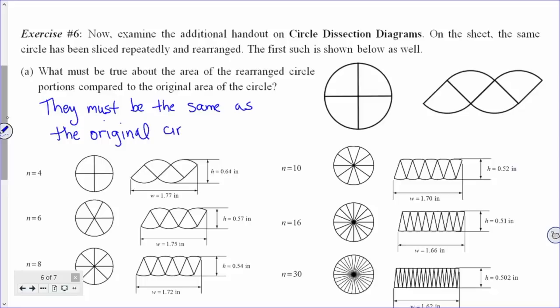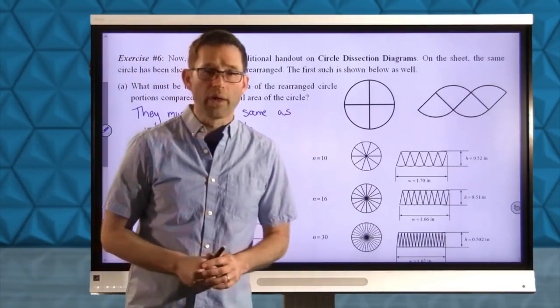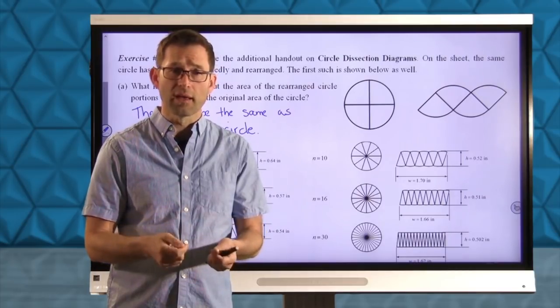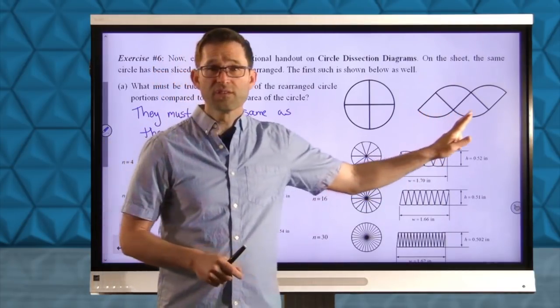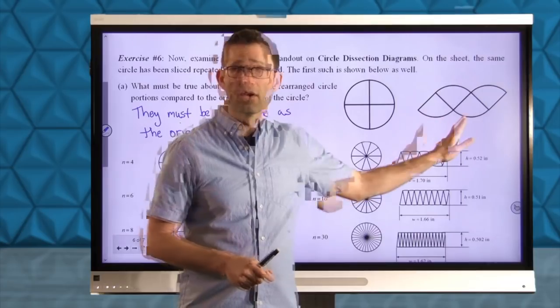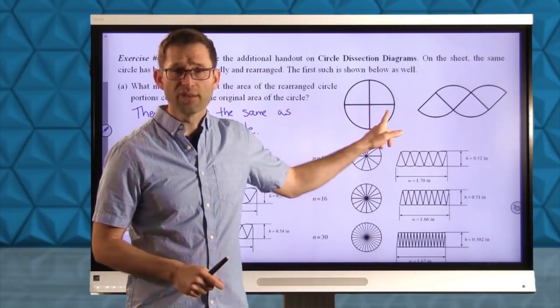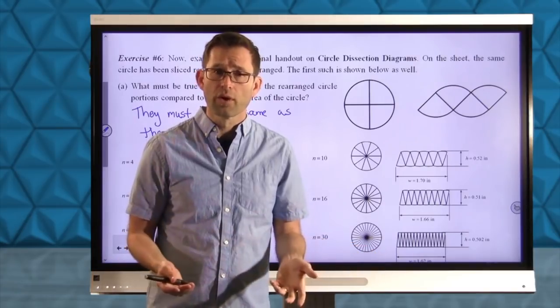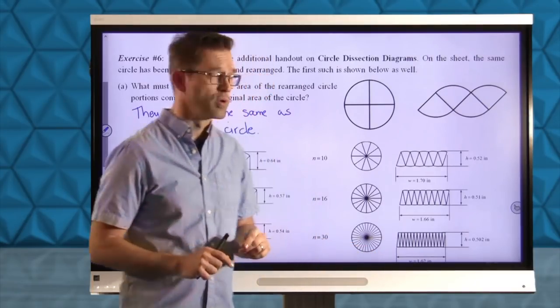And of course, that should make common sense, right? We're not getting rid of any of the area. We're simply slicing it up and rearranging it. Ultimately, the area of this funky figure is still the same as the area of this, because we haven't subtracted any area. We haven't thrown anything away. We've just rearranged it. And again, that's important.